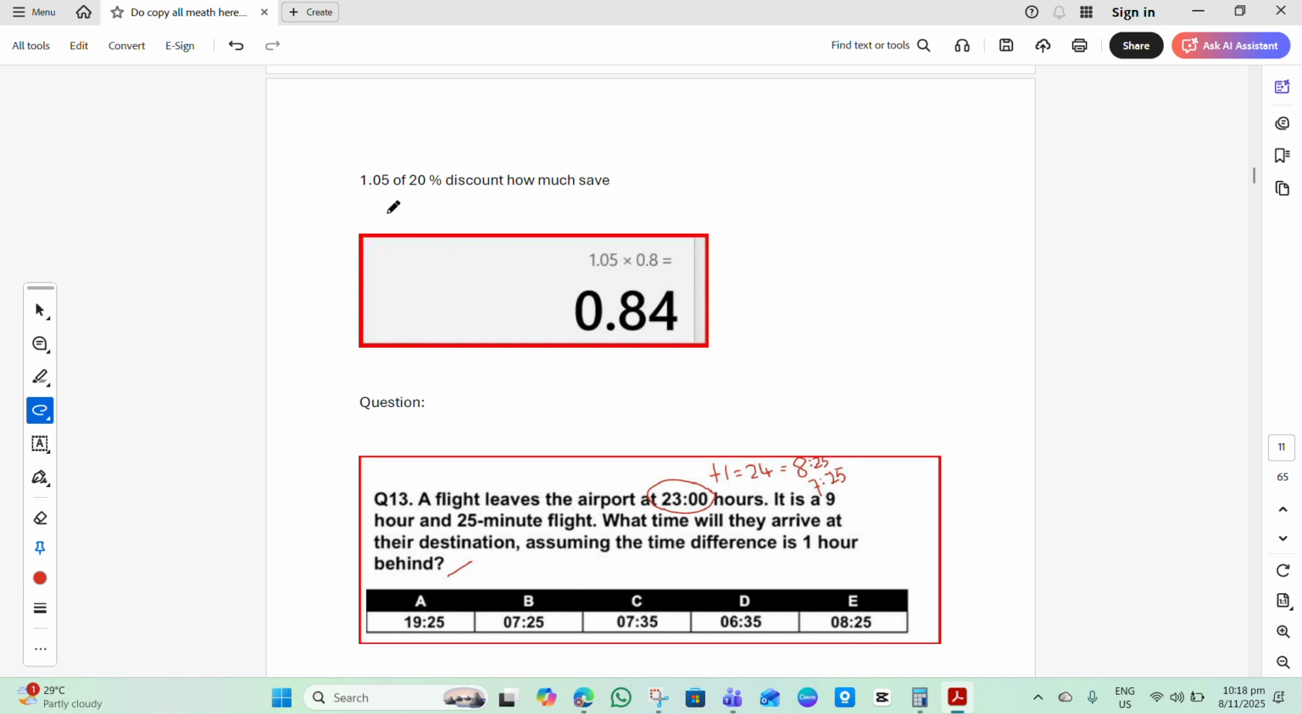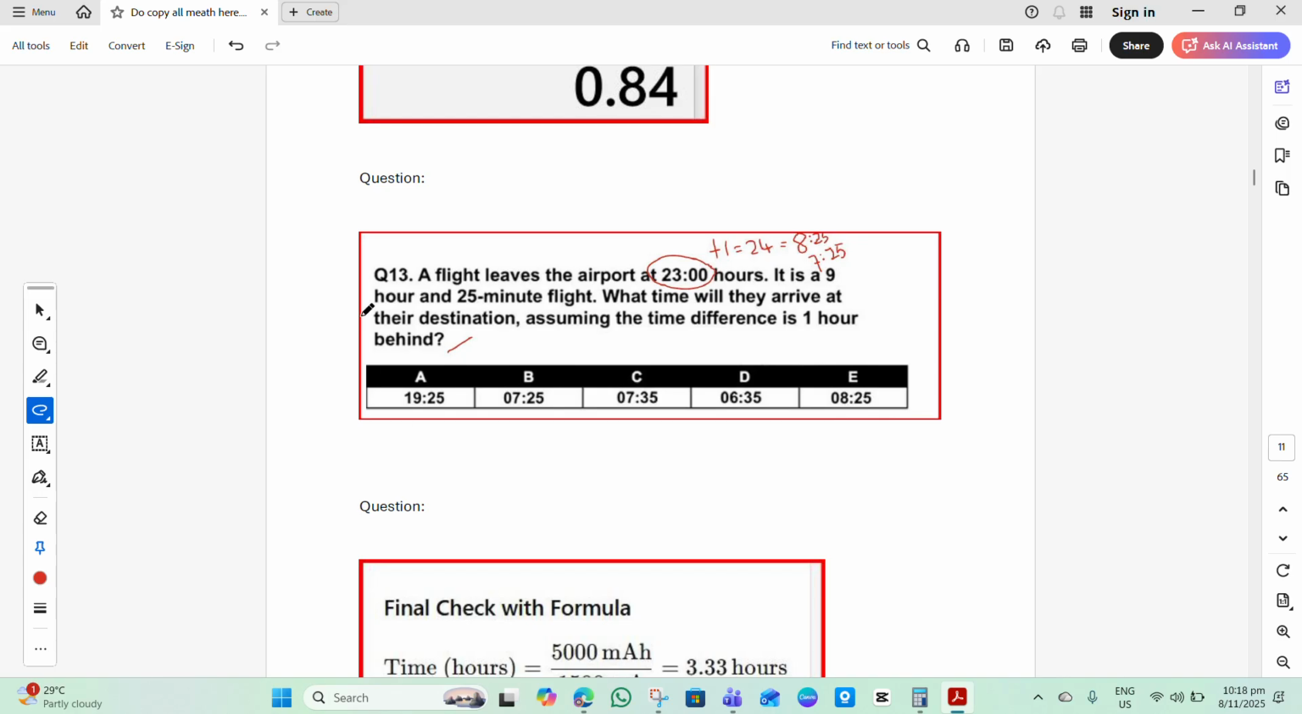This question was already discussed, but this question always comes up frequently. This question comes: a flight leaves the airport at 23 hours. Okay, very simple. Iqbal bhai, sorry, let me finish. Iqbal bhai, this is the note. I hope everybody understands, later on you can discuss and find out yourself also.